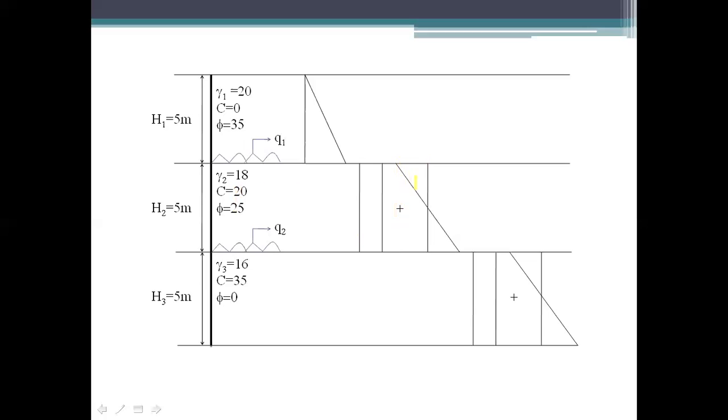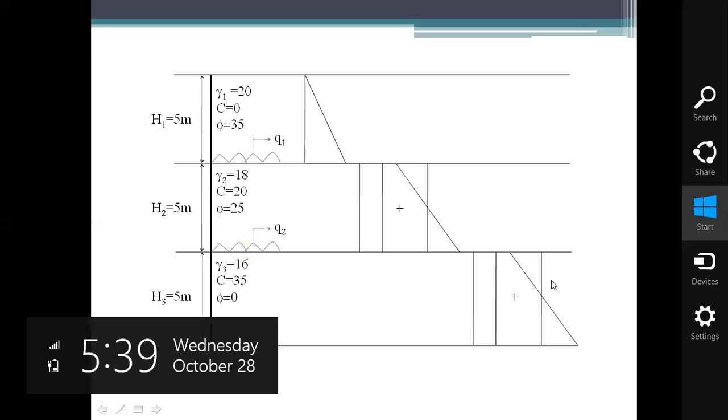So there will be a negative as well as a positive diagram here. Next, both of these layers will have loading on the third layer's top position, where you have to draw a UDL with loading Q2. For the third layer, gamma equals 16, C equals 35 and phi equals 0. For this UDL, you again have a rectangular loading, and you will have a C soil.